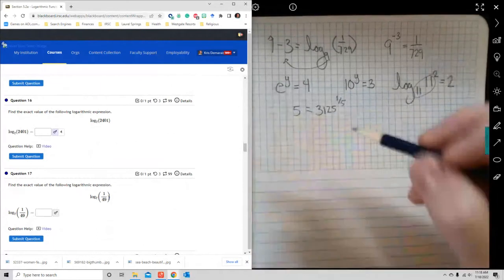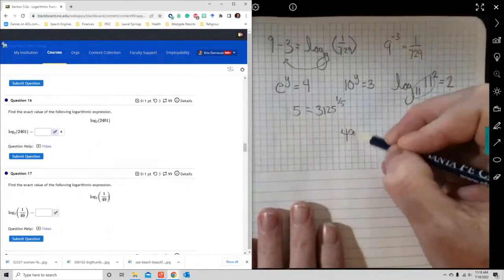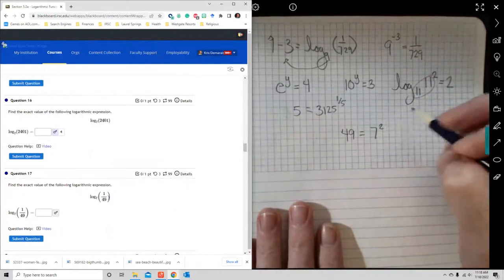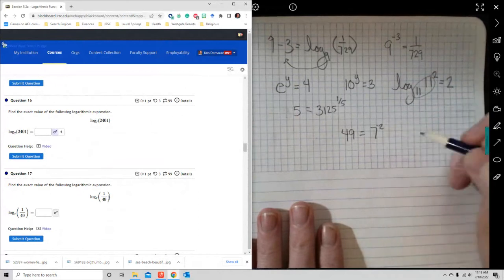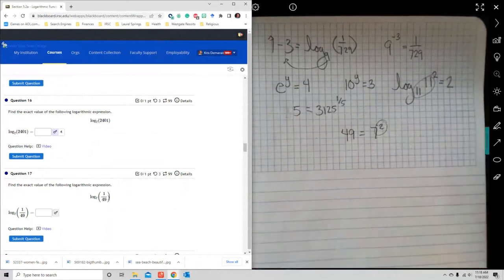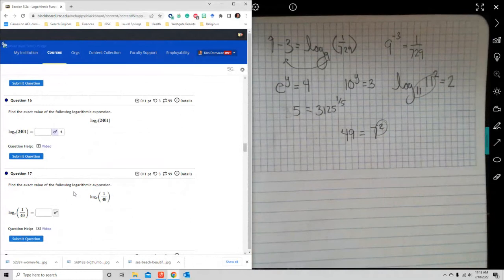All right, so 49 we know is the same thing as 7 to the 2nd power, but because it's in the fraction, it's going to give -7. So our answer is -2. I mean, I said -7, but it's -2 because it's a fraction. Okay.